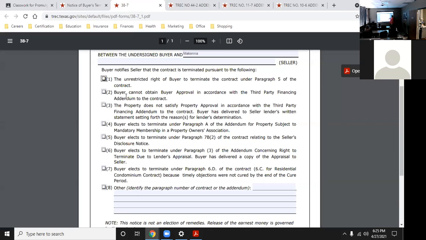So that's what box 6 is for. Buyer elects to terminate under paragraph 6D of the contract, 6D for residential condominium contract, because the timely objections were not cured by the end of the cure period. I want to say 6D. Yeah, 6D is the objections.